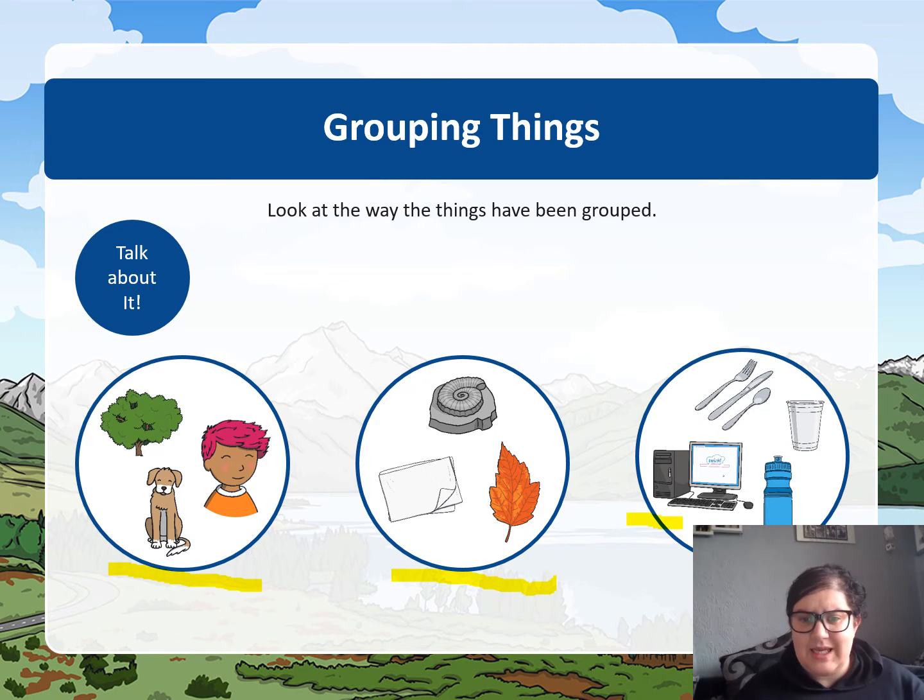And then you've got things here that have never been alive. So metal is not made from anything that used to be alive. Computers are not made from anything that used to be alive.